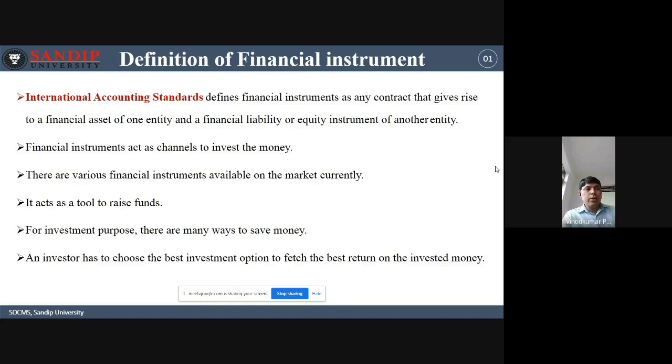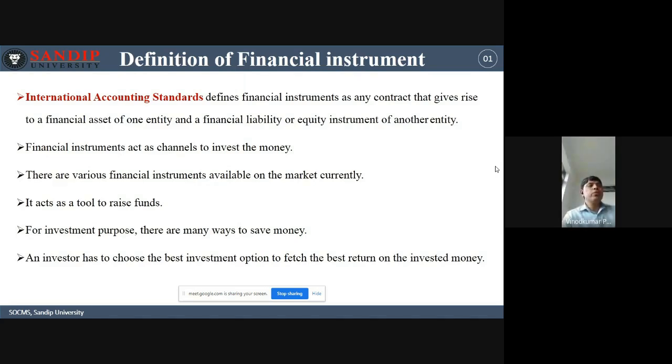Now it also acts as a tool to raise funds. For an individual it is an instrument, and for an organization it is a tool to raise funds. Suppose a company wants to raise capital from the market. They can raise capital through selling equity shares, debentures, warrants, and bonds. And for an individual, it is a financial instrument for investment.